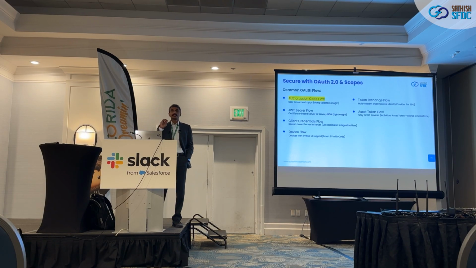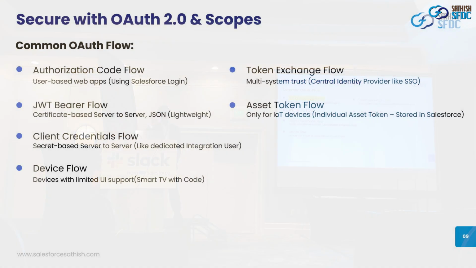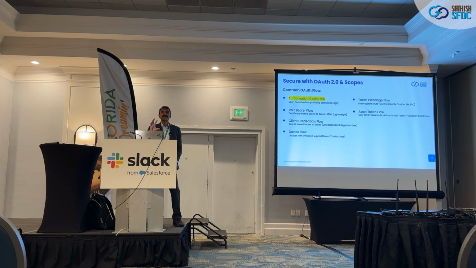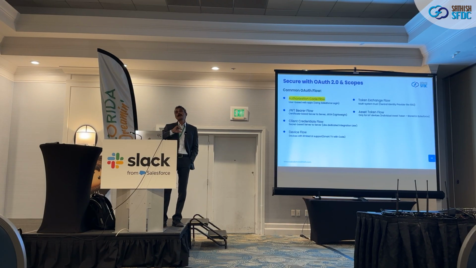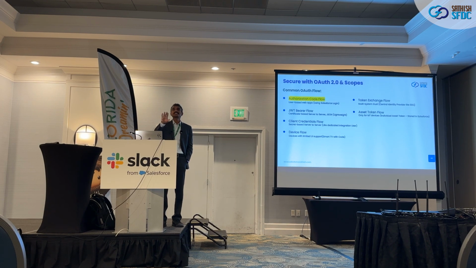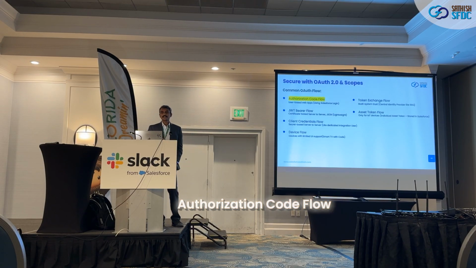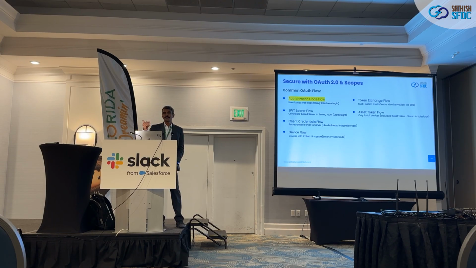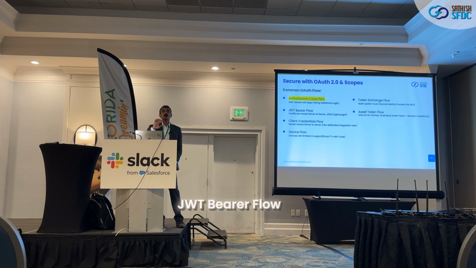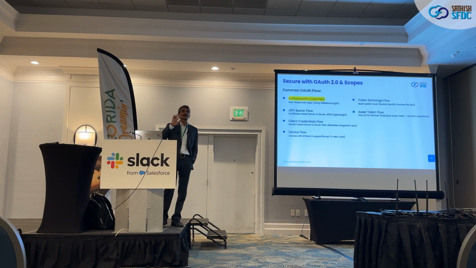Salesforce provides an OAuth mechanism for each use case. For example, you are building an application and want to use Salesforce as the identity provider, meaning you use Salesforce credentials to get into that application. That is the authorization code flow: you use the Salesforce login page to authenticate the user to the external application. And then the JWT Bearer flow is one of the best secured mechanisms we can use.